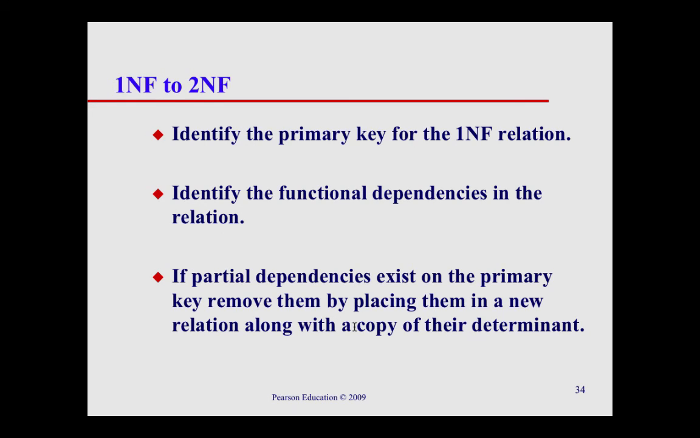Okay, so we start and we identify the primary key, then we identify the functional dependencies, and if there's any partial dependencies on the primary key, we're going to remove them by moving the attributes in that functional dependency to a new relation. And we'll remove the right-hand side attributes from the original relation.